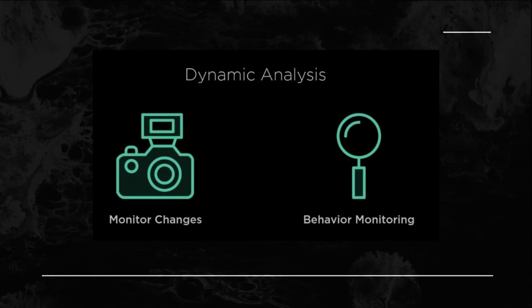You also observe the network activity and communications, including any DNS requests, HTTP traffic, and attempts to connect to remote servers. Behavior monitoring is to monitor any API calls made by the malware to understand what actions it's performing. For instance, calls to OpenProcess, WriteProcessMemory, and CreateRemoteThread might suggest code injection techniques.